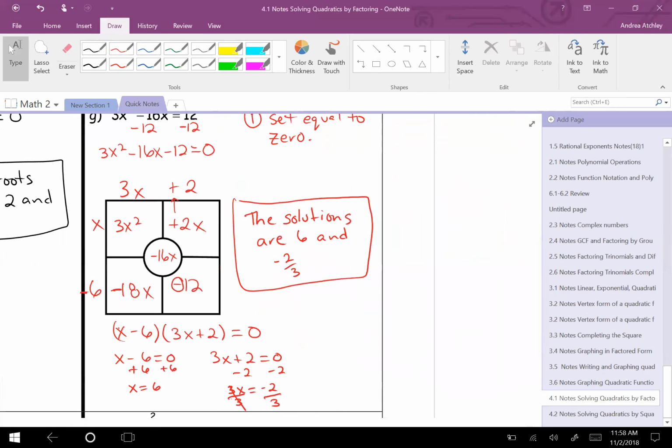So everyone does A, B, C, D, F, G, H on your own, in your pairs, I mean. Work together.